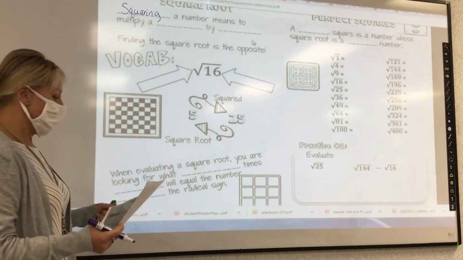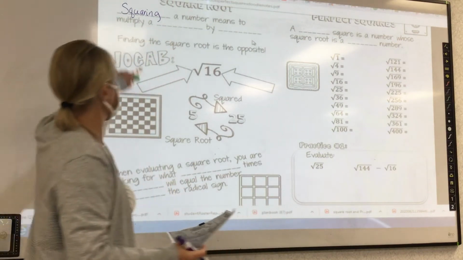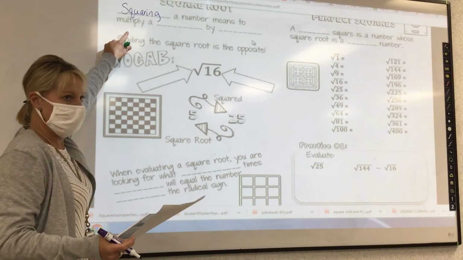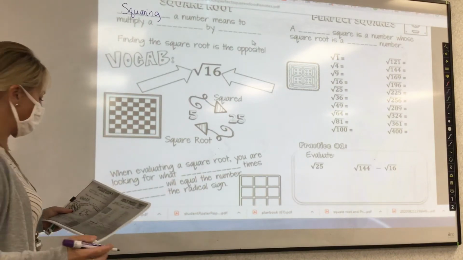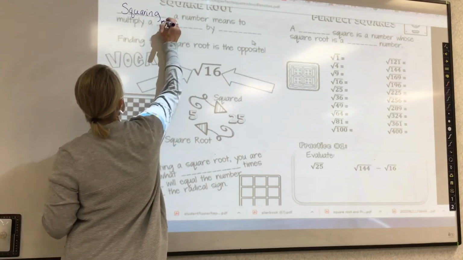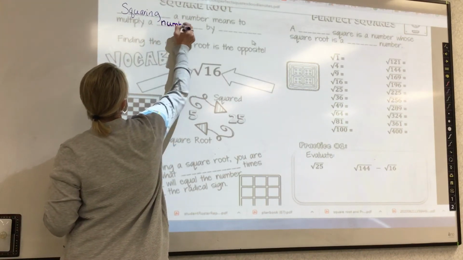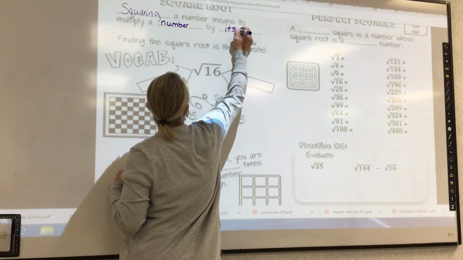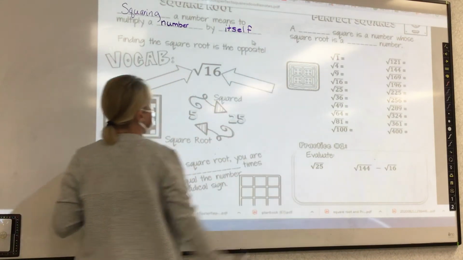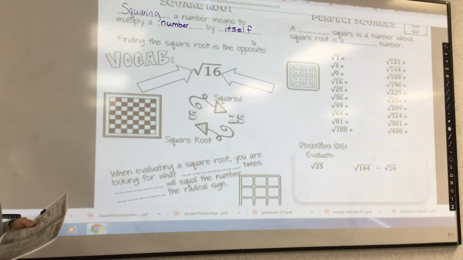So, how to evaluate a square root? You're going to write: squaring a number means to multiply a number by itself. Finding the square root is the opposite.